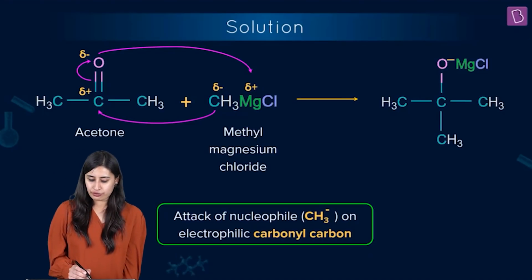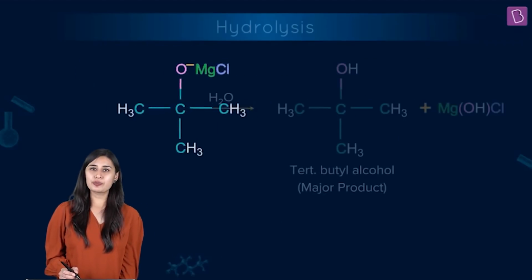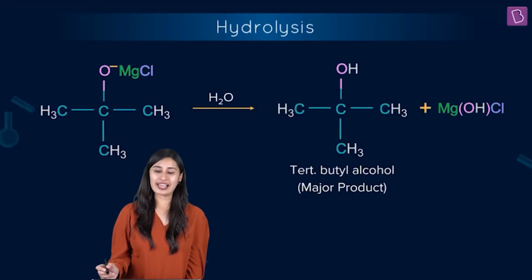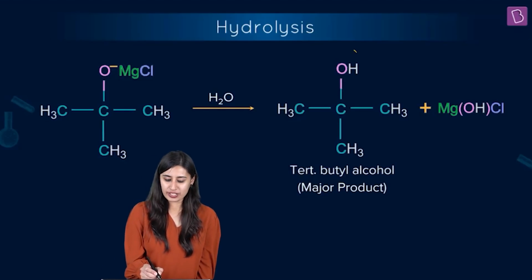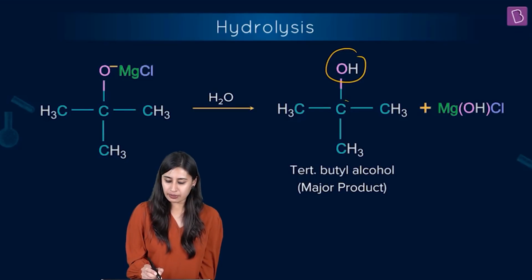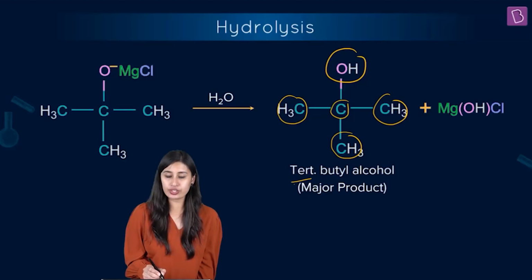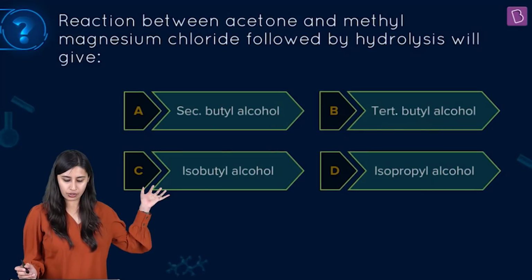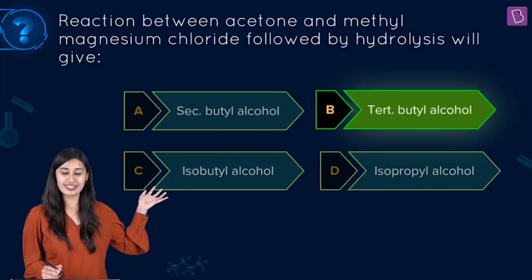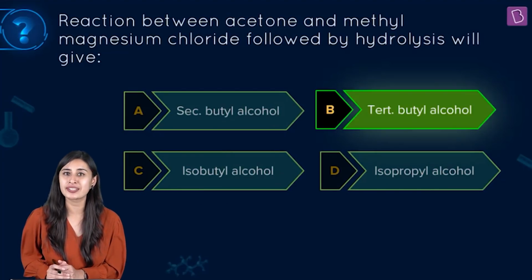An attack of the nucleophile on the electrophilic carbonyl carbon happens such that the major product that you get is tertiary butyl alcohol, a 3-degree alcohol, right? This OH is attached to the carbon which is attached to 3 alkyl groups. That's why we are saying it tertiary. Cool? So the right answer is tertiary butyl alcohol. Where are you? Here it is. Option B becomes the right answer.